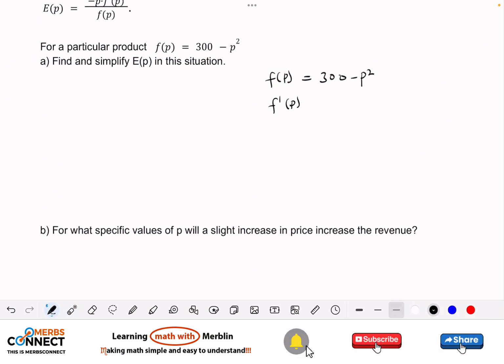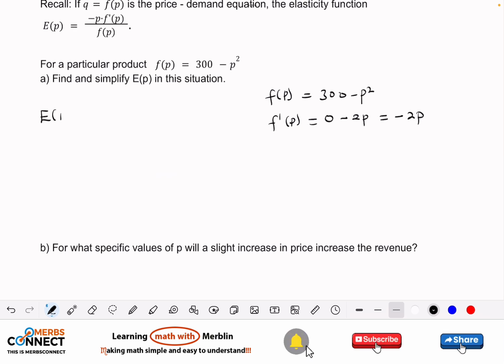F prime of P will be equal to, when I differentiate 300, I'm going to get 0 because it's a constant function. Minus, when I differentiate P squared, what am I going to get? It's like differentiating x squared. When you differentiate x squared, you get 2x. Here the function is in terms of P, so we are differentiating P squared with respect to P. So we are going to get 2P. When I simplify, I'm going to have minus 2P. Right, so this will be my F prime.